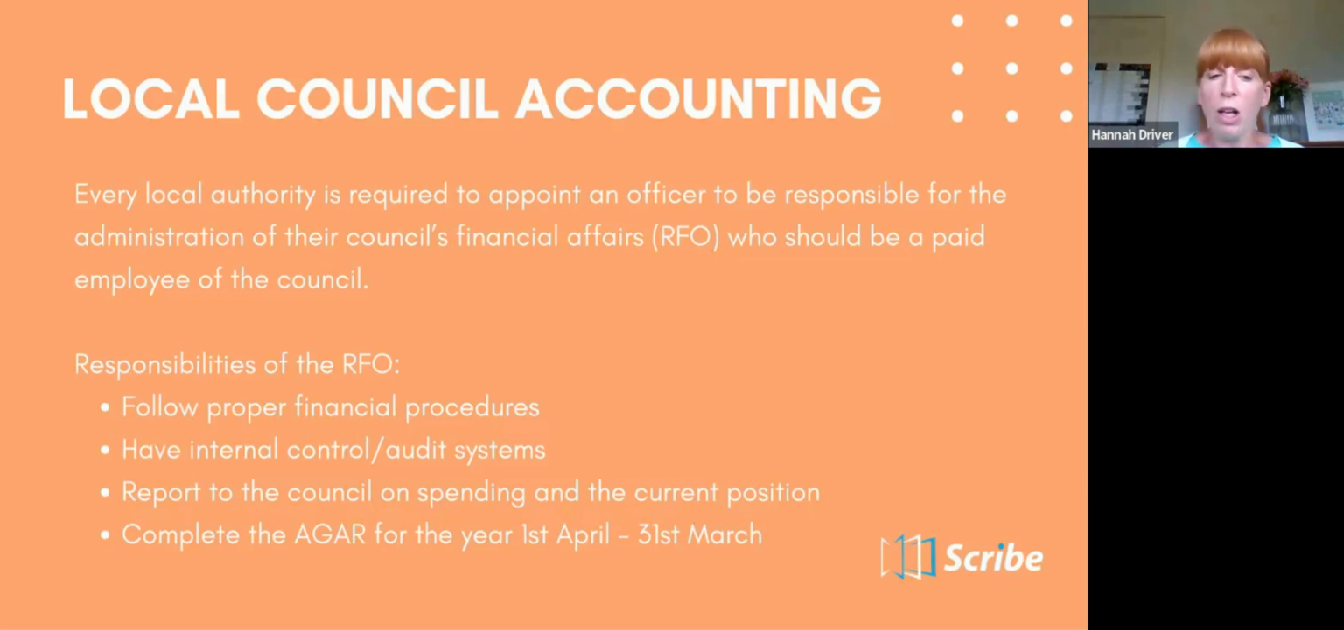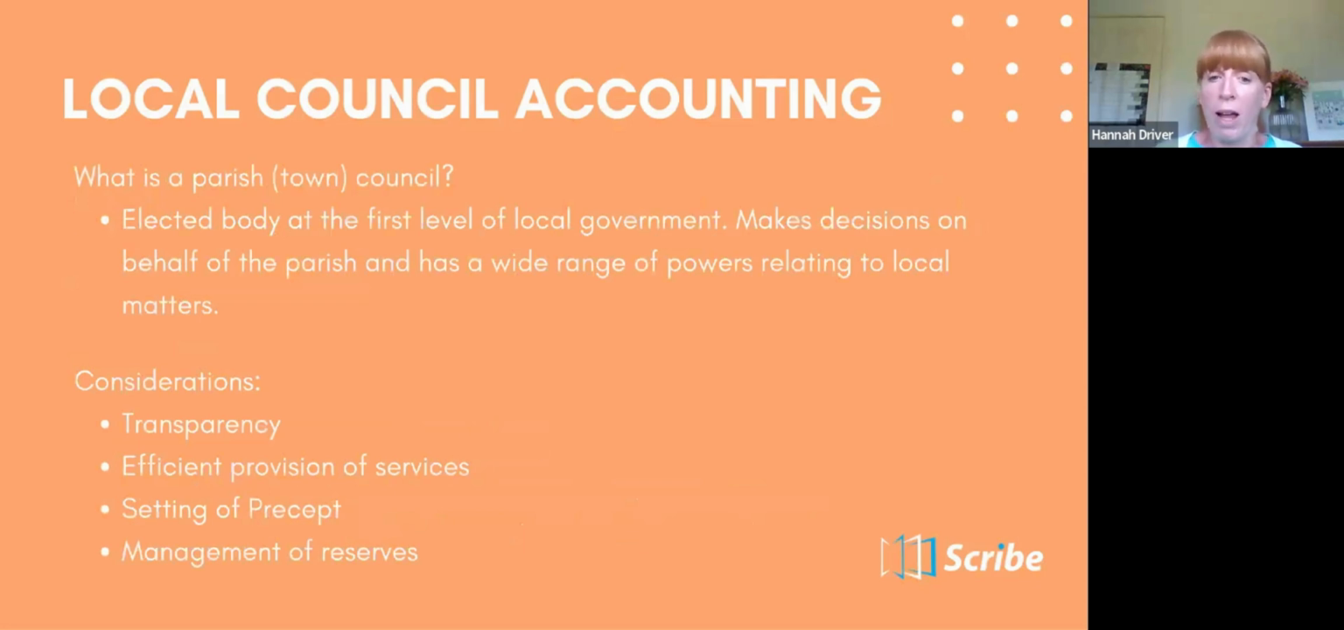The responsibilities include following proper financial procedures, so making sure things are being done correctly, and having those internal control and audit systems. Once you get to the year end, as part of the internal audit, they'll be checking the annual governance statement, and you need to be able to say yes to those assertions that you are doing things as you should be. Then there's reporting to the council on the spending and the current position. So making sure that you've got good, timely, accurate financial information so that you can give them that information in order that they can make decisions and understand what's going on, and allow you to do all those things I've just mentioned as well.